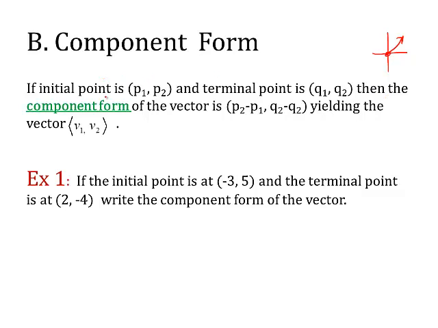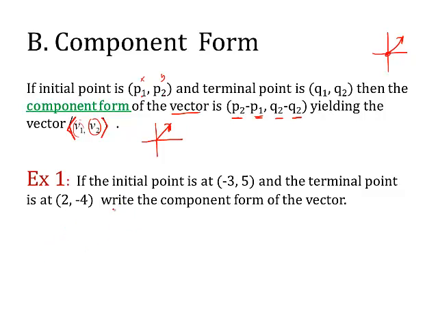But how to find it? Well, if the initial point is P1, P2, that's your X and your Y, the terminal point is Q1, Q2, then the component of the vector is Q1 minus P1, so the terminal minus the initial X, and then terminal minus the initial Y values, yielding the vector V1, V2. So it's the difference of your X's, difference of your Y's. And we use these brackets to show this is the component form, so I can then draw it from the origin. And that'll be very helpful in a little bit.